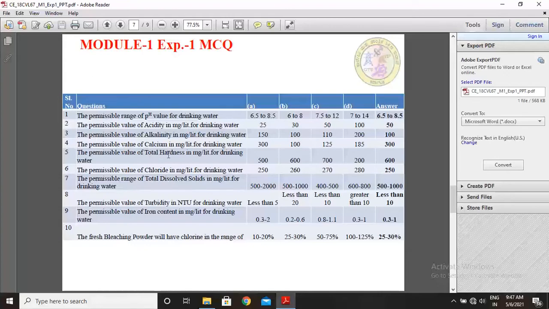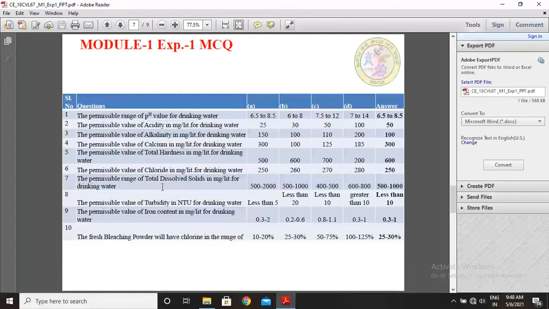The permissible value of calcium in milligram per liter for drinking water is 300, 100, 125, or 185 milligram per liter. Correct answer is 300 milligram per liter. The permissible value of total hardness in milligram per liter for drinking water is 500, 600, 700, 200. Correct answer is 600 milligram per liter. The permissible value of chloride in milligram per liter for drinking water is 250, 260, 270, 280. Answer is 250 milligram per liter.